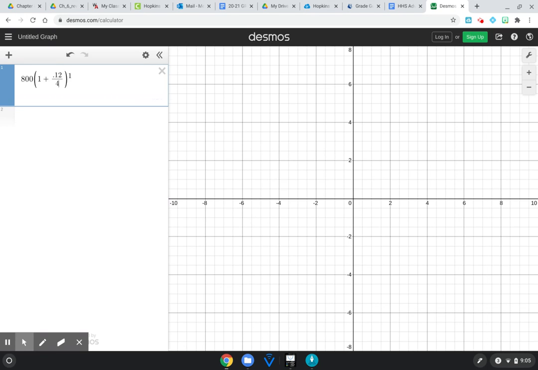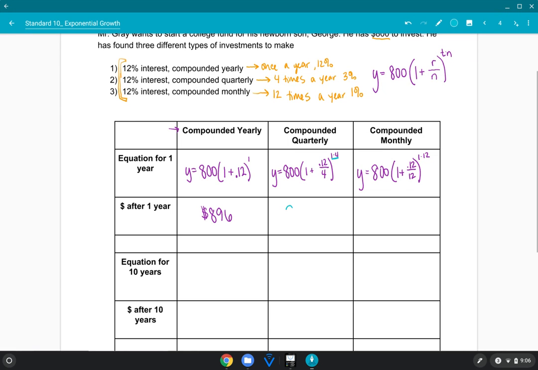I need to divide that by 4, and that needs to be 4. Whoa. So if it compounds quarterly, which means 4 times a year, of $900, that's a big difference. I didn't think that was going to be bigger. I mean, it's not that big of a difference, but it's more than compounding yearly. Let's try this one. 1 times 12 is 12.